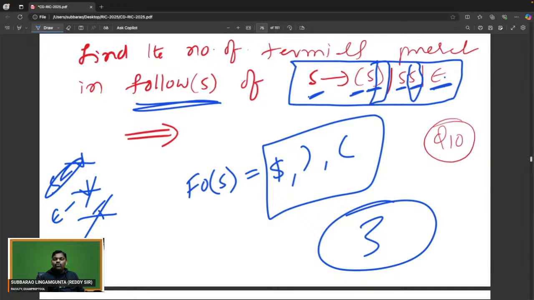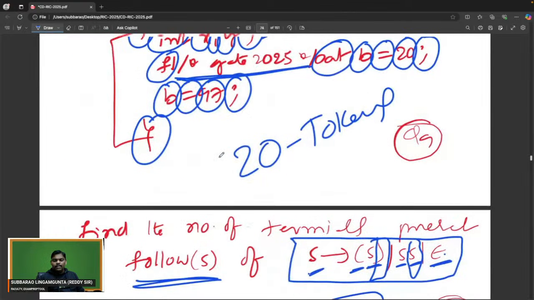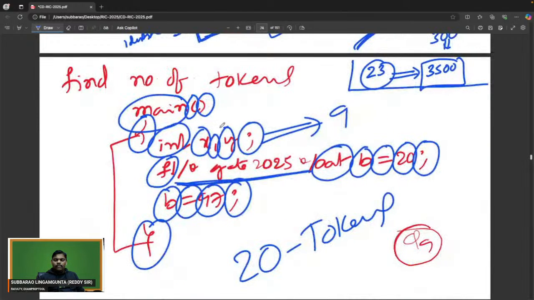Sir, sorry to interrupt, can you please define the meaning of token, which was asked in a previous question? I think I already answered this one, so 3 is the answer. Let's go further. Find the number of tokens. 20 tokens.